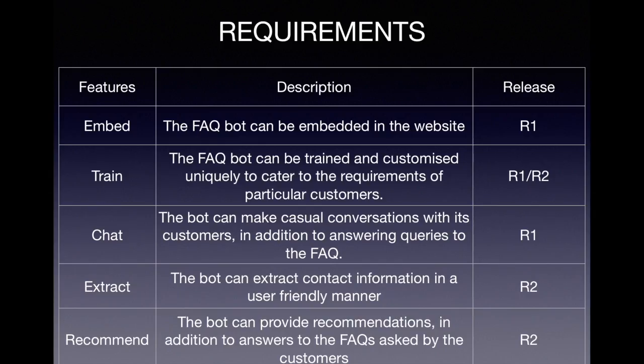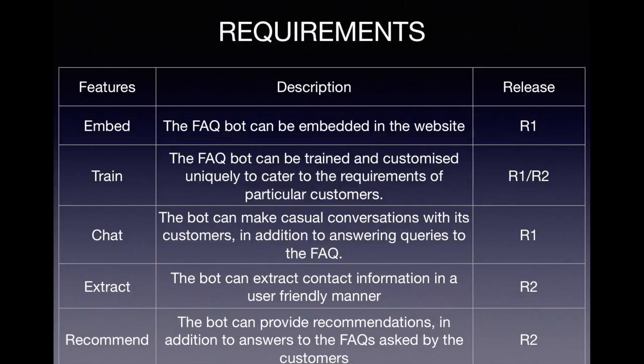So, the following are the features for our chatbot, starting with the embed feature. So here the chatbot had to be embedded into the website that we had designed. Next, the train feature. The FAQ bot had to be trained and programmed in AIML to answer the domain specific questions and cater to the requirements of the customers of that particular domain.